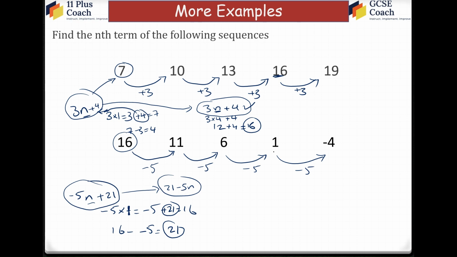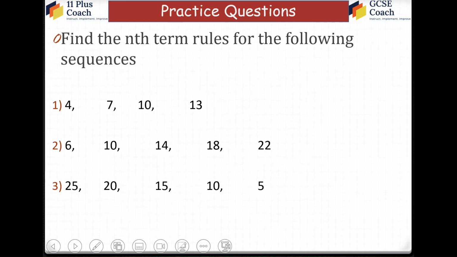Let's try the fourth term again. So let's see if it gives me 1. So I do 21 minus 5n. Remember, n is the position, the fourth term. So 21 minus 5 times 4. 5 fours are 20. 21 minus 20 is 1 indeed. So it works. So this is the right rule for this sequence. Have a go at these questions. Pause the video and see if you get them right.